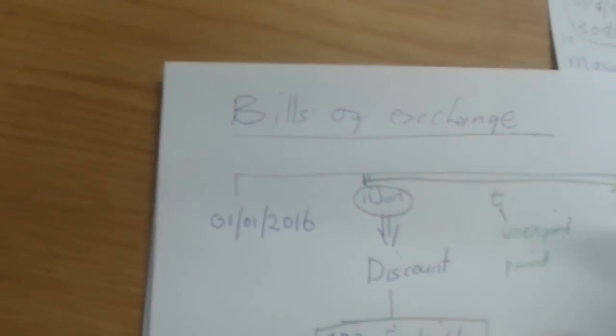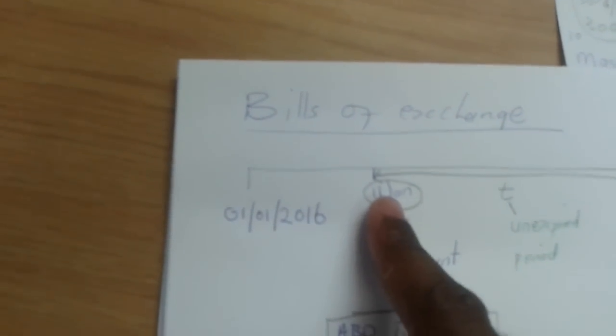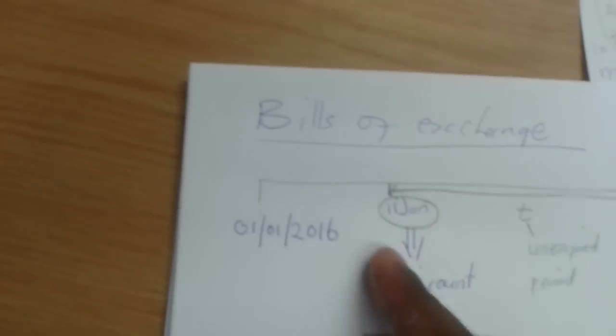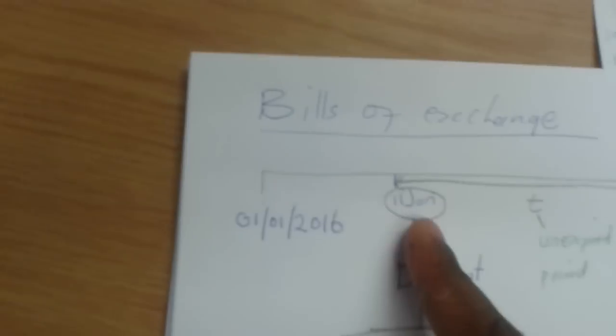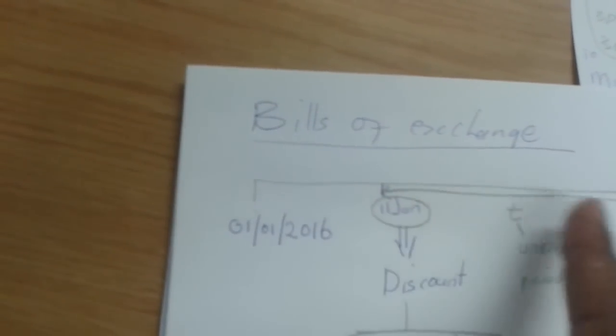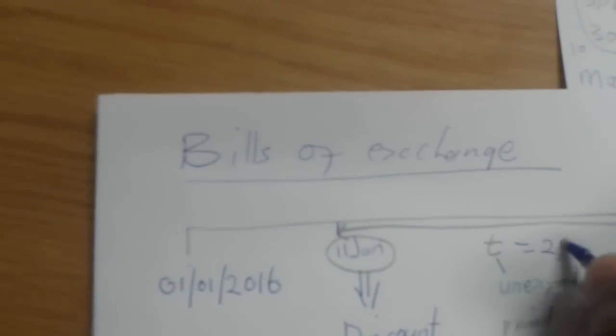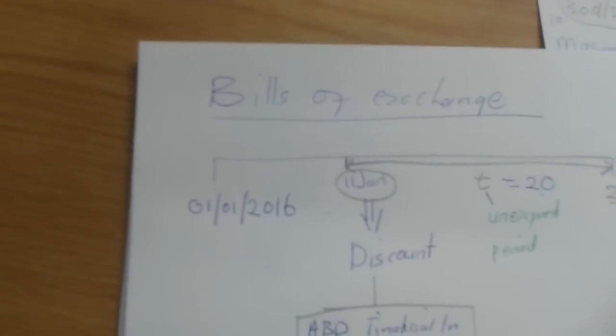Now we need to know our T, which is the unexpired period. 11 days have already expired because we are now on the 11th. So 31 minus 11 gives you 20. It means our T in this case is 20 days. The unexpired period is 20.